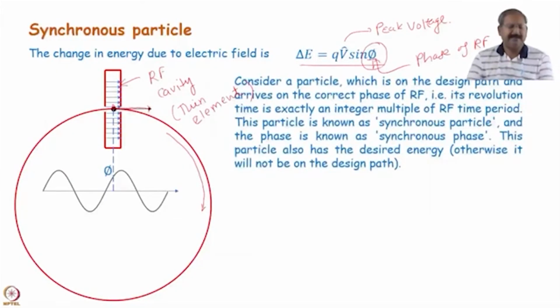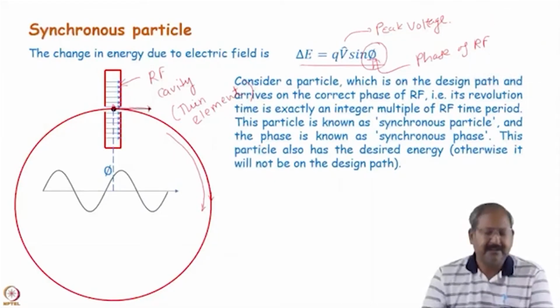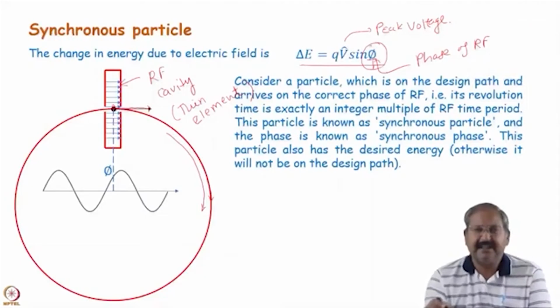Now consider a particle which is exactly on the design orbit. It means it has x equal to 0, x prime equal to 0, y equal to 0 and y prime equal to 0. It is following the design trajectory. It is not exhibiting any synchrotron oscillation or betatron oscillations. And it reaches exactly on the desired phase in the RF.